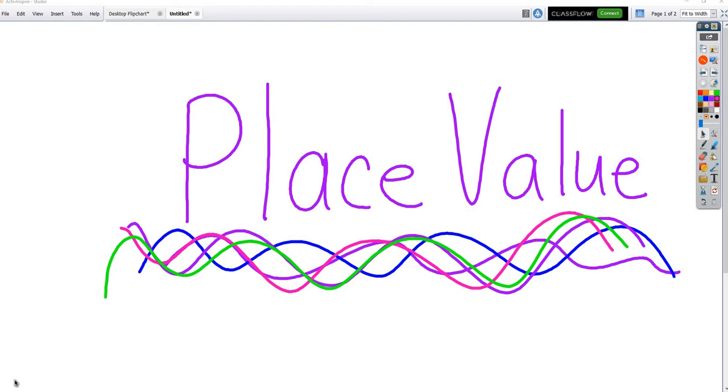Alright, today we get to start something new in math. We've already talked about even and odd, and we've talked about adding and subtracting, and we've learned lots of strategies or ways that we can add and subtract small numbers. So it's time that we move on to something called place value. And that's what we're going to be working on for a few weeks now. Place value has to do with numbers and what the numbers mean and how much it is.